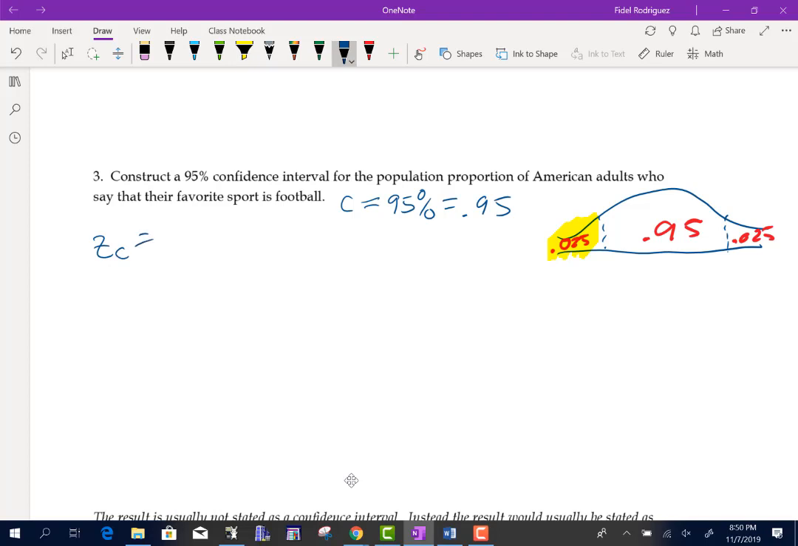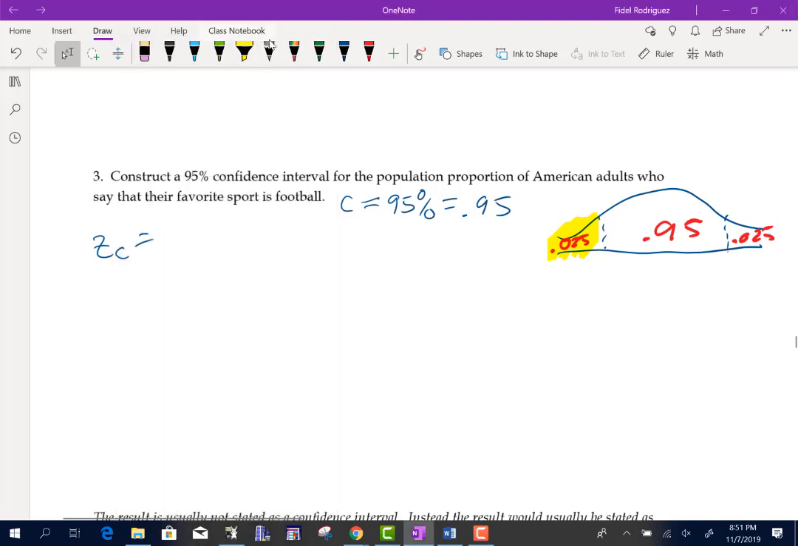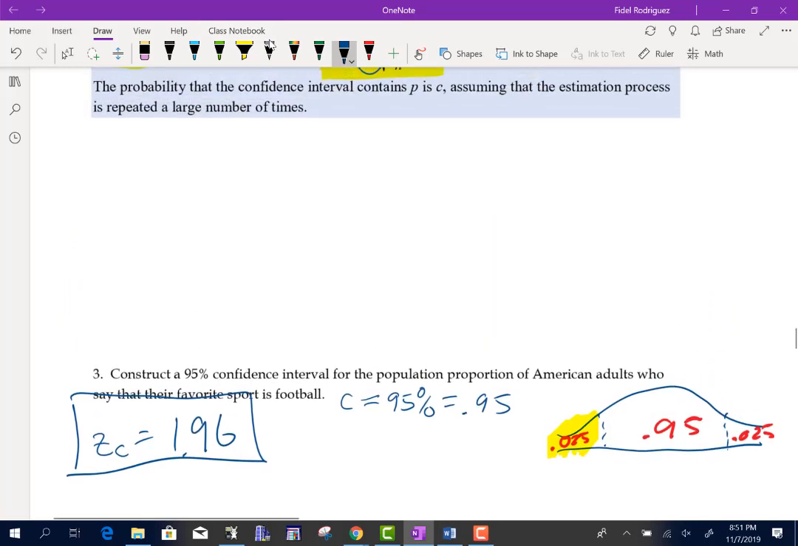So ZC equals, I'm going to take my calculator, clear it out, go second, bars, and go to inverse norm. The number we type in is 0.025. And remember, we're going to 3 decimal places because on that chart we had 3 decimal places. 1.956, sorry, 1.96, there we go. Boom. Now let's come back and look at the error formula.